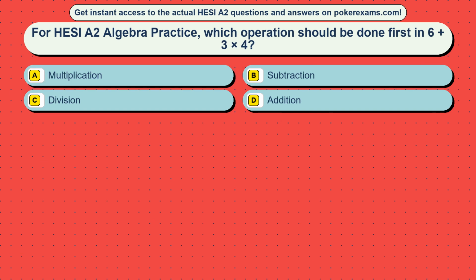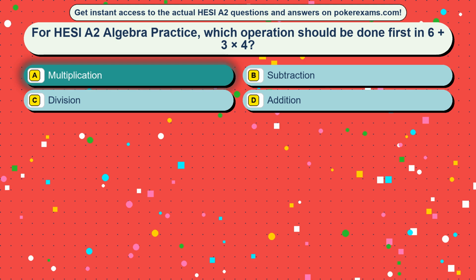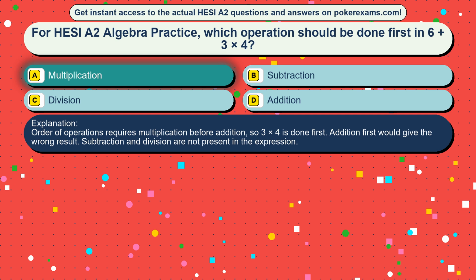Question 2. For HESI A2 algebra practice, which operation should be done first in 6 plus 3 times 4? Option A. Multiplication. Option B. Subtraction. Option C. Division. Option D. Addition. The correct answer is option A. Multiplication. Order of operations requires multiplication before addition, so 3 times 4 is done first. Addition first would give the wrong result. Subtraction and division are not present in the expression.